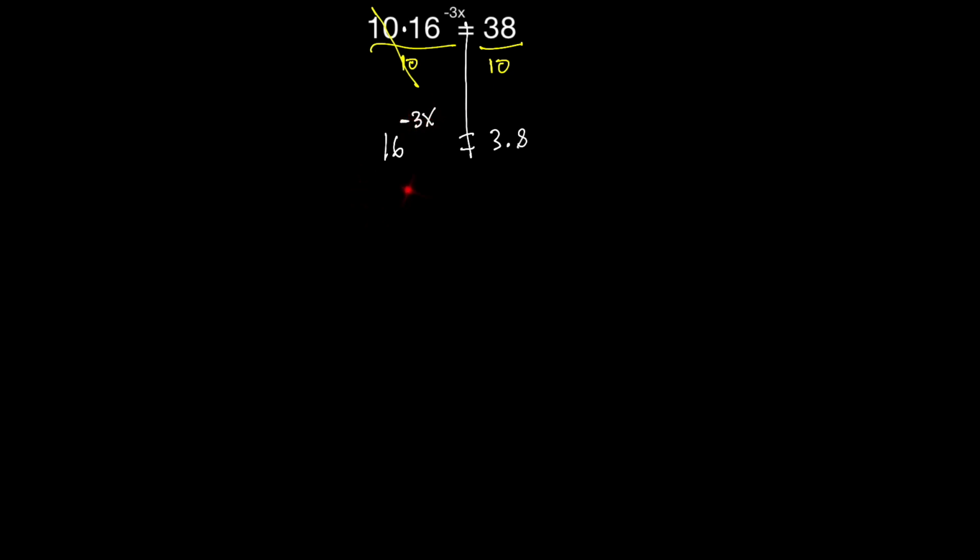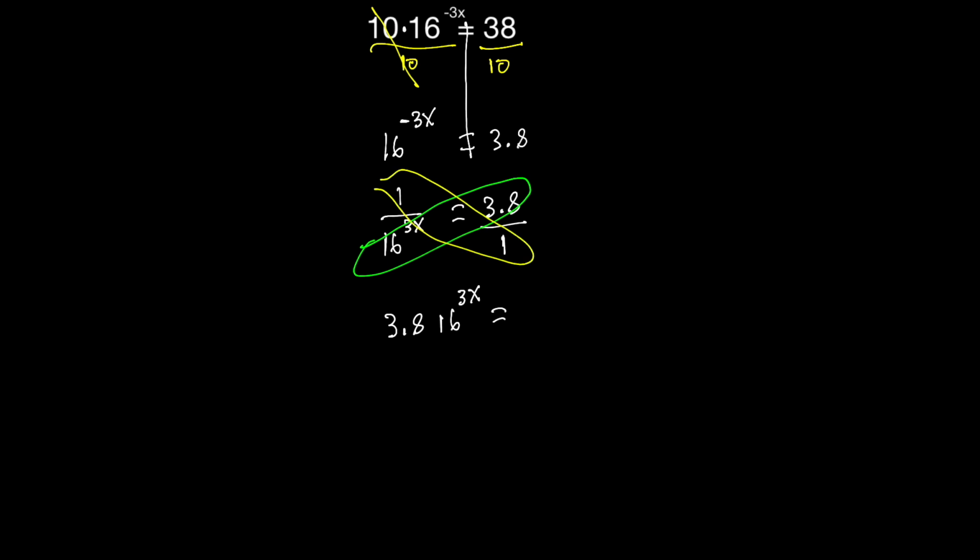Now, because I have a negative exponent, I can further unfold this by applying the negative exponent rule. So I really have 1 over 16 to the positive 3x, and then that's going to equal 3.8. I can divide the 3.8 by 1, which allows me to cross multiply. So I get 3.8 multiplied with 16 to the 3x, and then 1 times 1 is just going to give me 1.